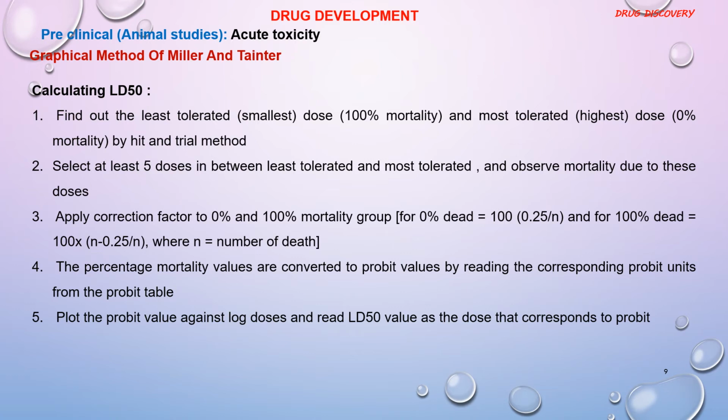After tabulating the results, apply the correction factor to 0% and 100% mortality groups. The percent mortality values are then converted to probit values by reading the corresponding probit unit from the probit table. Plot the probit value against log of doses and estimate the LD50 value.